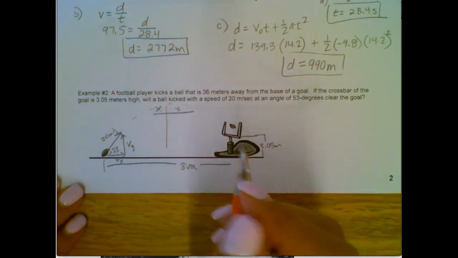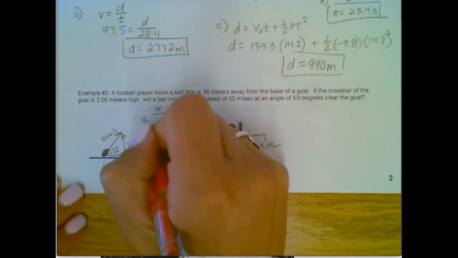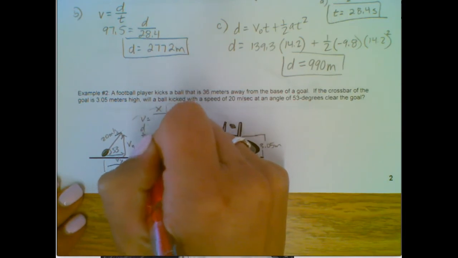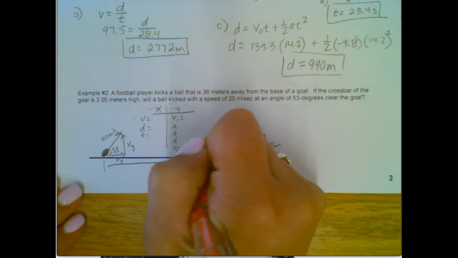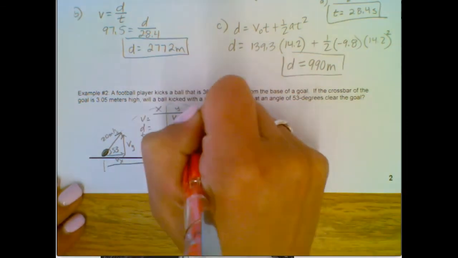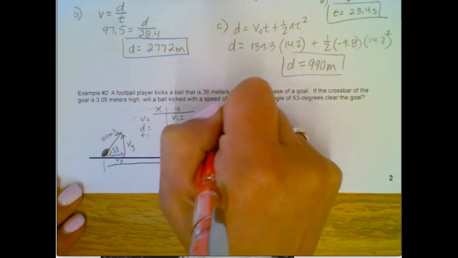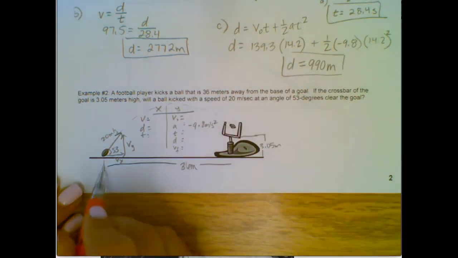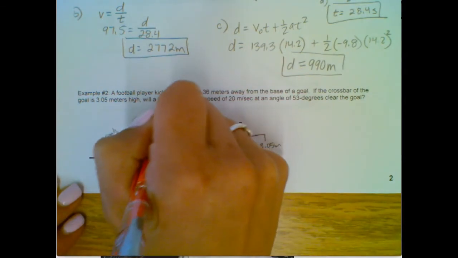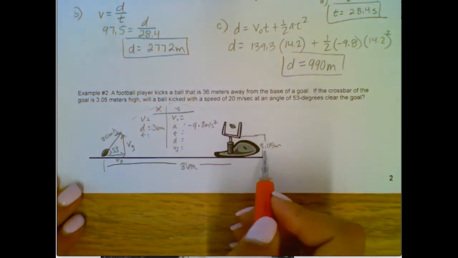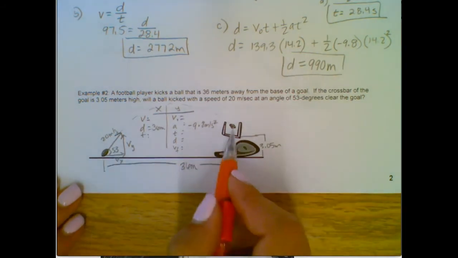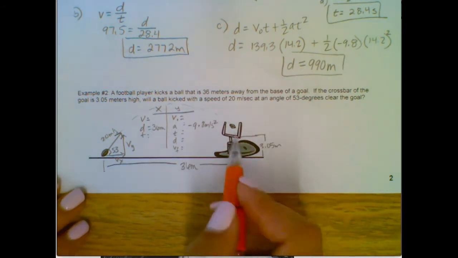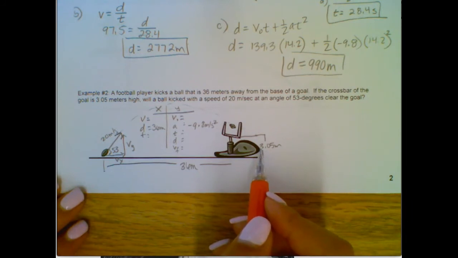All right, so your first step is going to be to find the Vx, or the V initial in the X, and the V initial in the Y. We know this is negative 9.8. We know the dx is 36. We can't plug in 3.05 as the dy because that's just the height of the crossbar, and we're trying to figure out what the dy would be at that point. So we really can't plug in that. We need to find the actual and then compare it to that and see how it comes out.